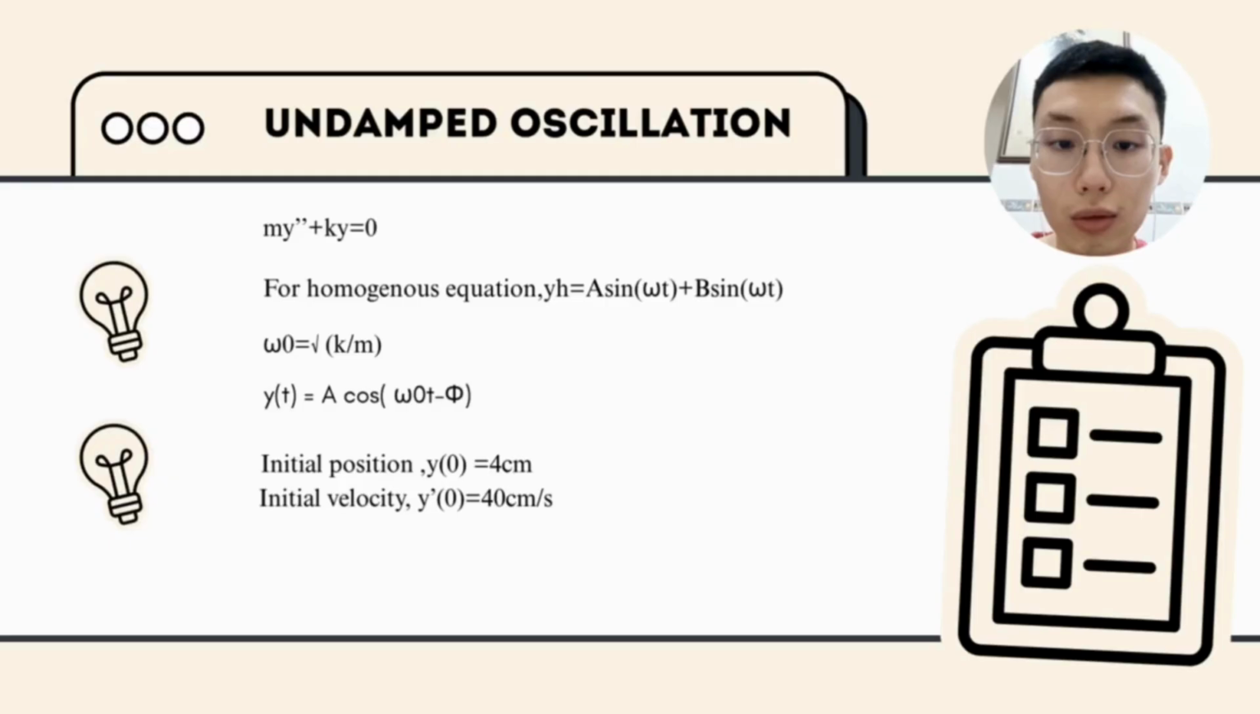This tells us the position y at any time t. The A is the amplitude, which is the maximum displacement. The omega is the natural frequency, so that's how fast it oscillates, and the phi is the phase shift, which is the starting position in the cycle. For our specific problem, we have the initial conditions, which is the object starts at the position of 4 cm and has an initial velocity of 40 cm per second.